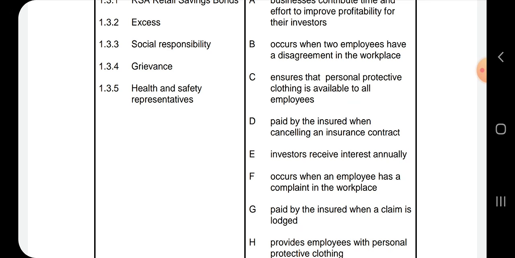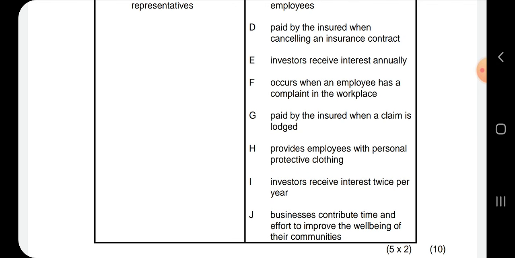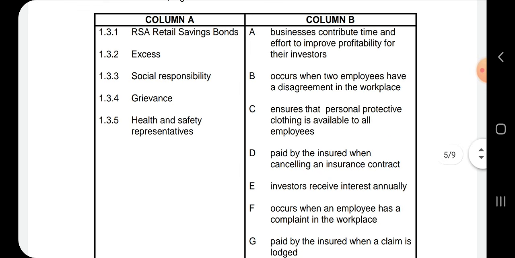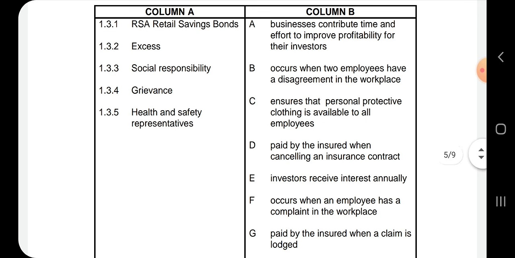And then 1.3.3, social responsibility goes with J. Businesses contribute time and efforts to improve the well-being of their communities. And then grievance, 1.3.4, goes with F, occurs when an employee has a complaint in the workplace. And then 1.3.5, health and safety representatives, goes with C, ensures that personal protective clothing is available to all employees. So you just take a term and match it with a description in column B.